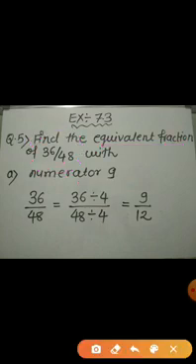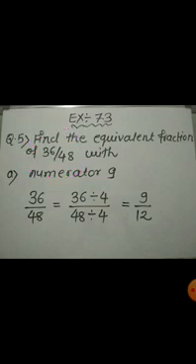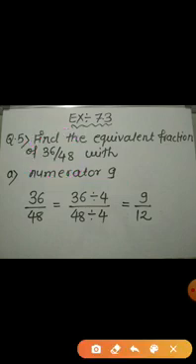First of all, you look at the numerator of the given fraction. It is 36, right? When will we get the numerator 9 from 36? When we divide 36 by 4. If the numerator is divided by 4, the denominator should also be divided by 4 to find the equivalent fraction. So children, here you can see I have divided both numerator and denominator by the same number 4.